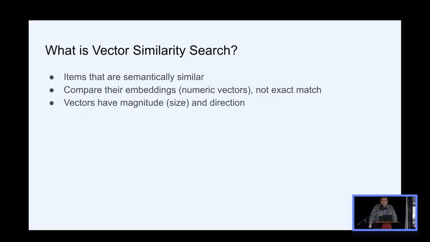So now let's briefly discuss vector similarity search. With regular caching and regular search, we're looking for identical matches. But with similarity search, we don't compare strings. We take the text, we convert it into a vector or embedding, and then we compare those for similarity. And vectors are just numbers. They have magnitude and direction.